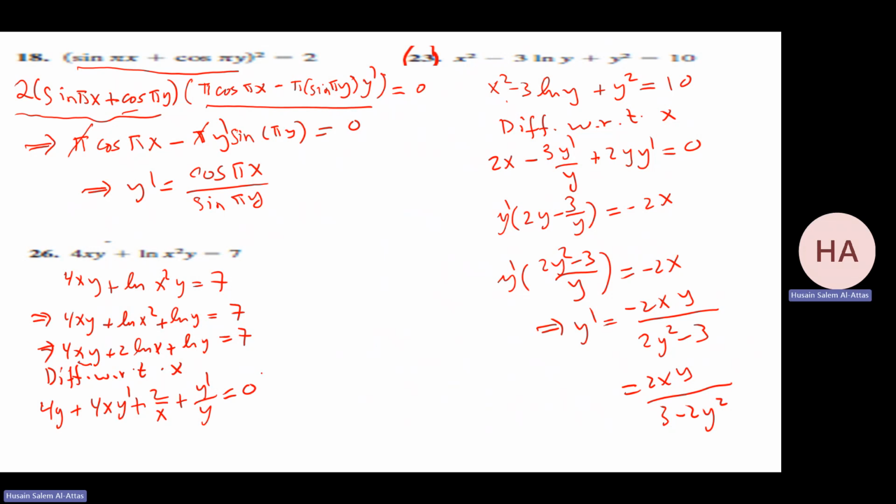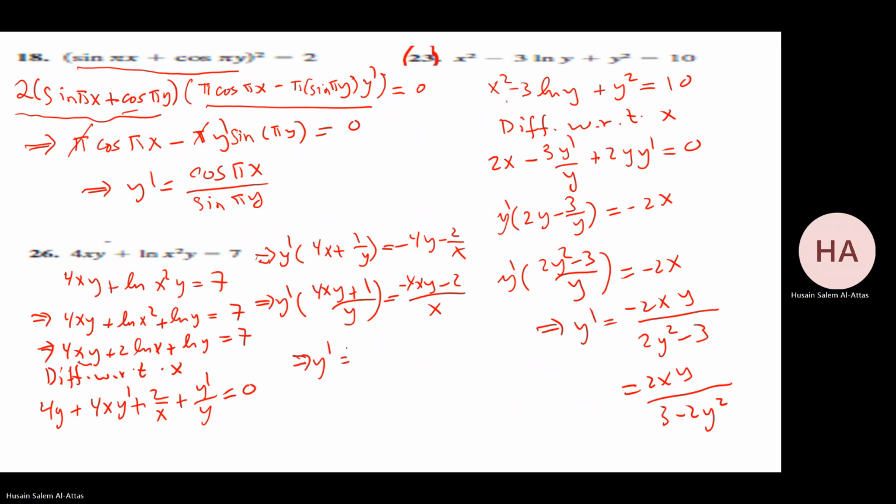So that implies, I have y prime times 4x plus 1 over y equals minus 4y minus 2 over x. And that implies y prime times 4x plus 1 over y equals minus 4y minus 2 over x. So y prime, this is 4.